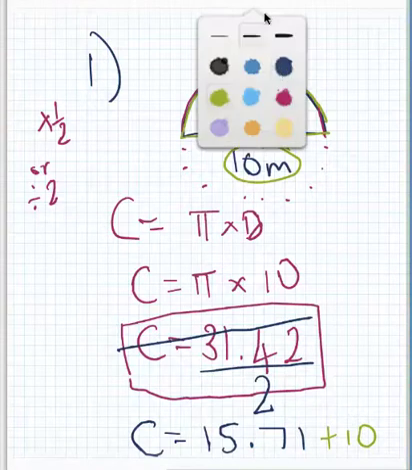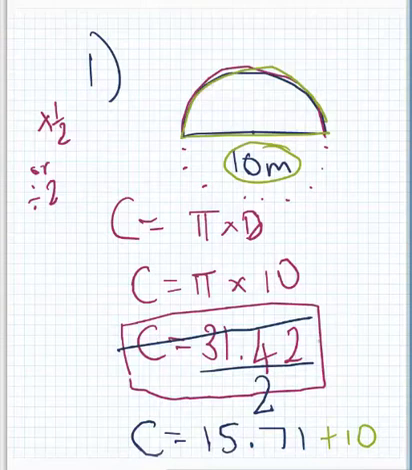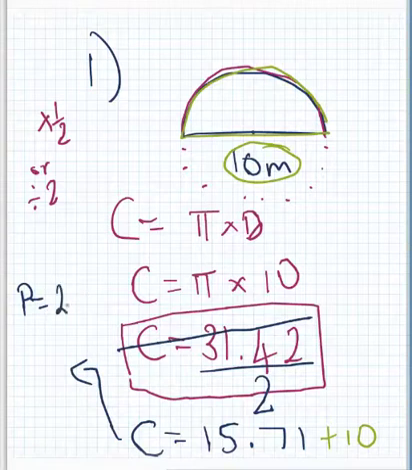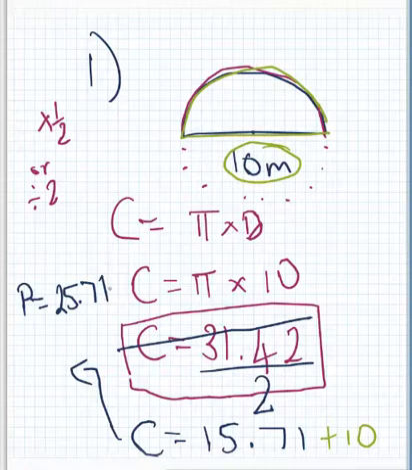And finally, our answer is this. I'll just write it up here because I haven't got room. Now, instead of circumference, I'm going to put P for perimeter because we don't really have a circumference anymore. It's half a circle. So P is equal to 25.71, and our units are meters.